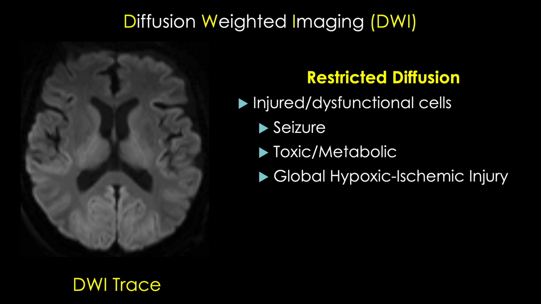Let's discuss a global hypoxic ischemic injury. This is another good example of why we need to look at both the DWI trace and ADC images. Starting with the DWI trace, you may find it at first difficult to spot the abnormality. But when we look at the ADC images, you notice this decreased intensity within the bilateral parietal and occipital lobes.